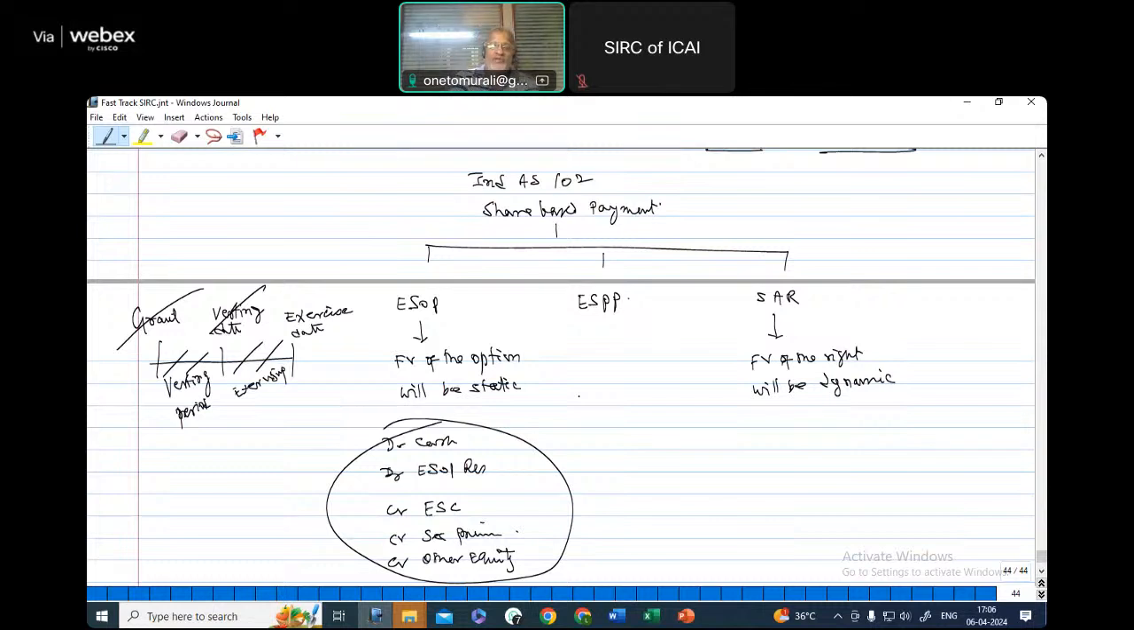And the reason the fair value of the option should be static is that the exercise price will be static. The exercise price will be fixed. Therefore, the fair value of the option will also be a fixed one.